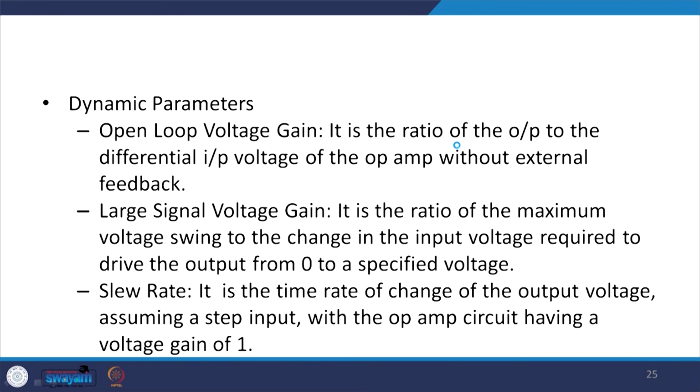Then what is the slew rate? I talked about slew rate in my previous lecture also. It is the time rate of change of the output voltage, assuming a step input, with the op-amp circuit having a voltage gain of 1. Then what are the other parameters? There are certain other parameters which are also specified. Maximum supply voltage: the maximum positive and negative voltage permitted to power the op-amp. Then what is the supply current? It is the current that the op-amp draws from the power supply.